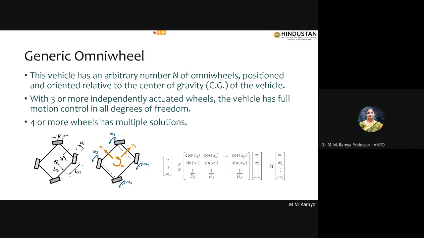But if I have some arbitrary number of omni-wheels, which are positioned and oriented relative to the center of gravity, your robot will have the center of gravity here, and you're placing all the four wheels in such a way that they're all relative to the center position. Then we call it a generic omni-wheel.